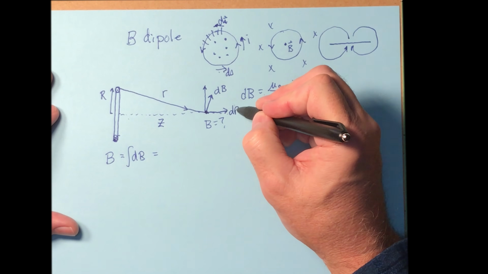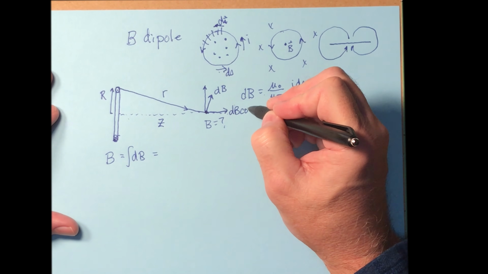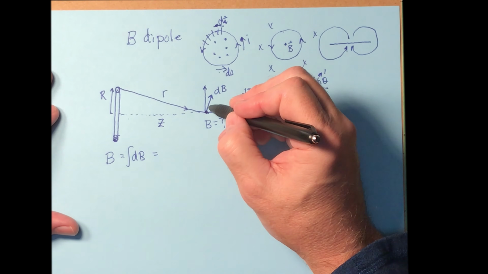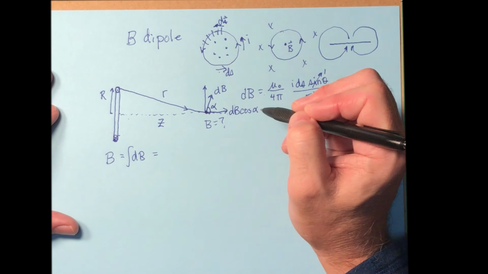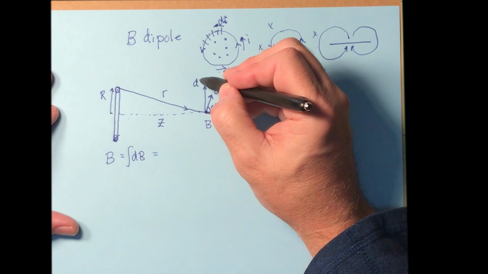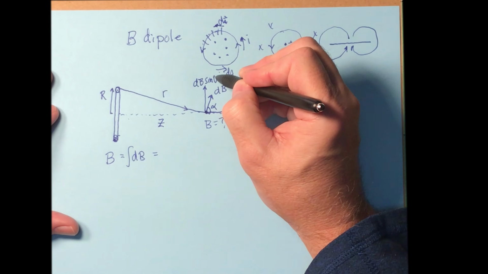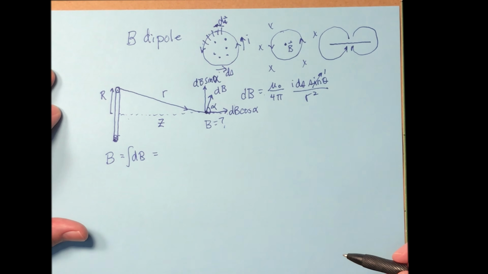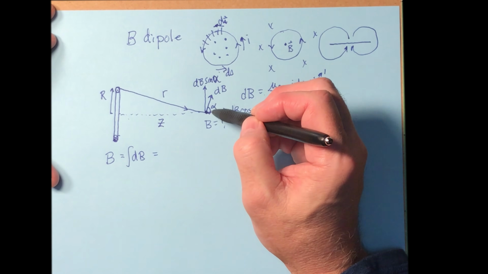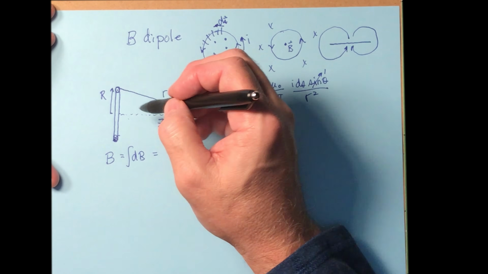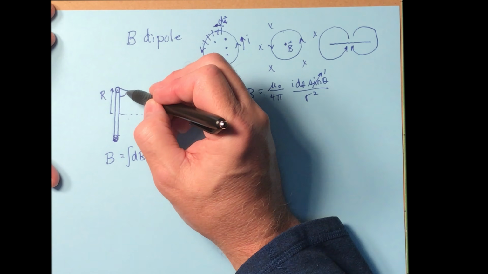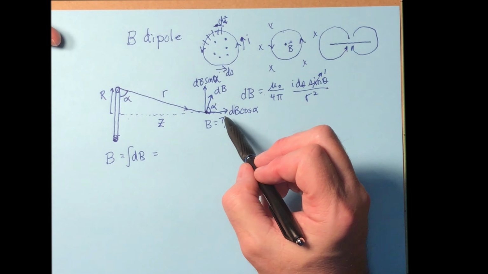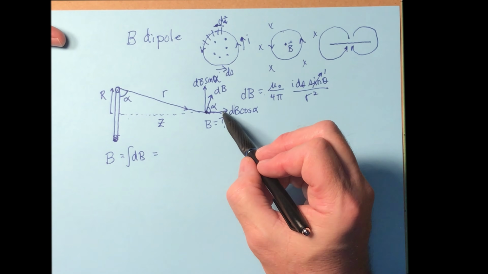This is going to be dB cosine of an angle. Let's call that angle alpha, because this angle right here is alpha. And then this is dB sine of alpha. Now, if you do the geometry here, that angle is alpha. I know it's not real obvious, but spend a little time and you can convince yourself that angle there is also alpha. So dB can be broken down into two components.